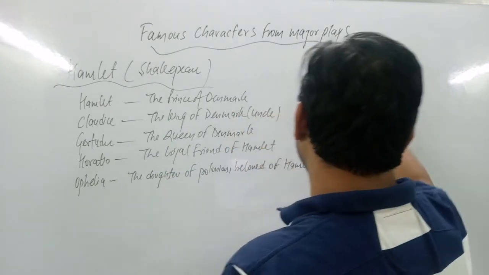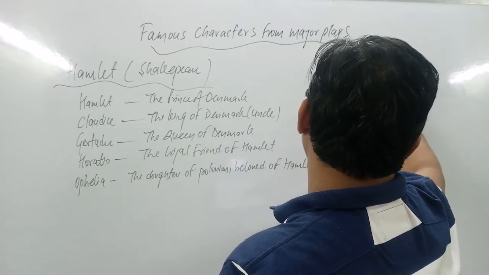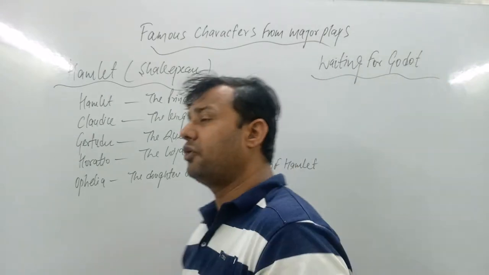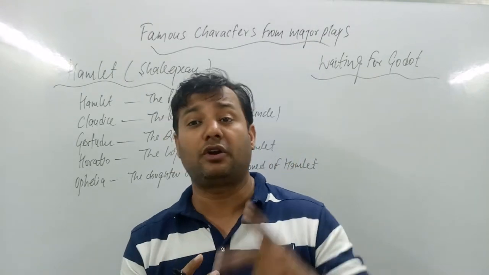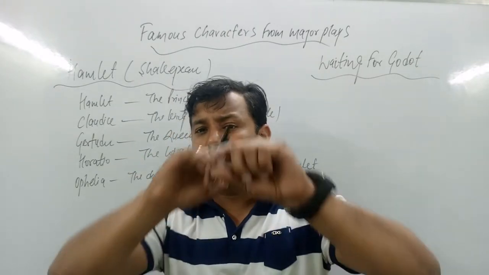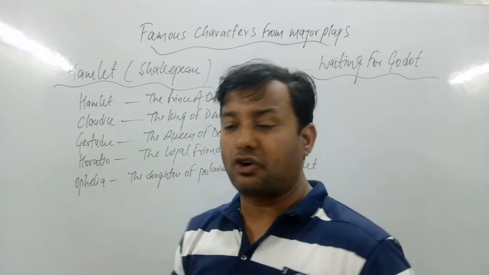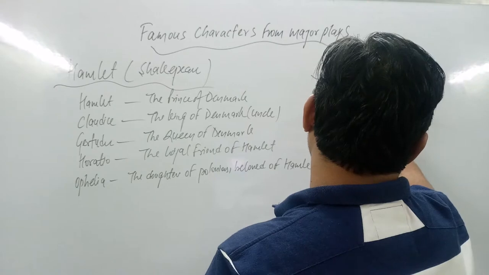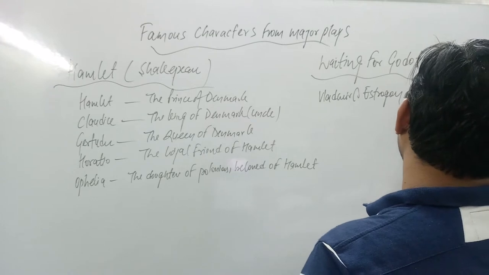So let's start with number two, Waiting for Godot. What are the main characters of Waiting for Godot? I must say two names, Vladimir and Estragon, the two tramps. The whole story is around these two characters. So we need to work out Vladimir and Estragon, the two tramps.